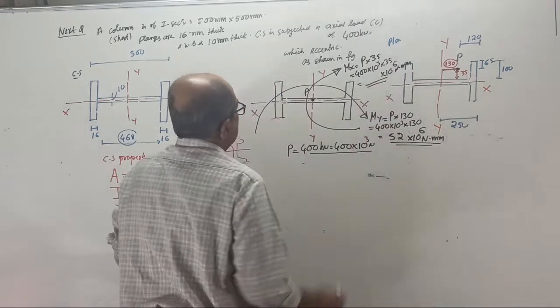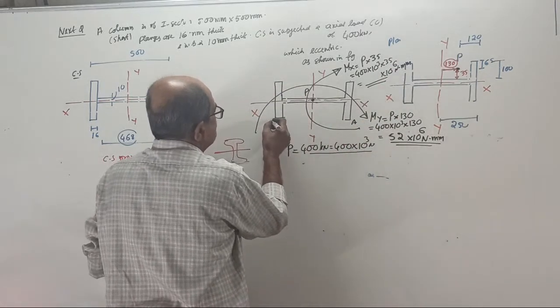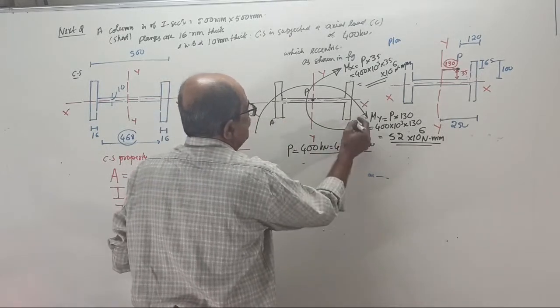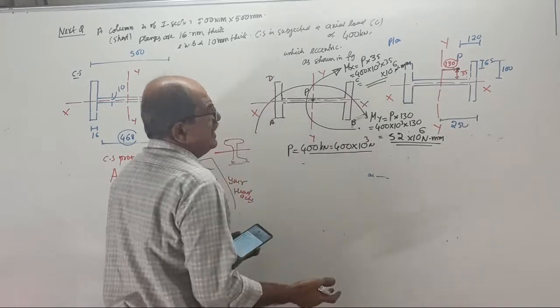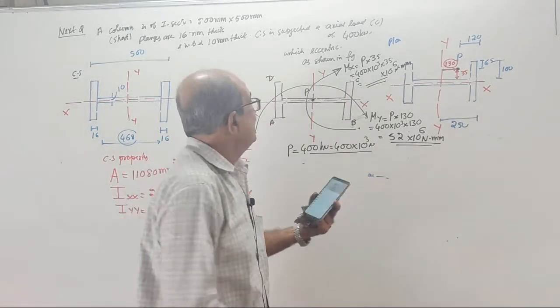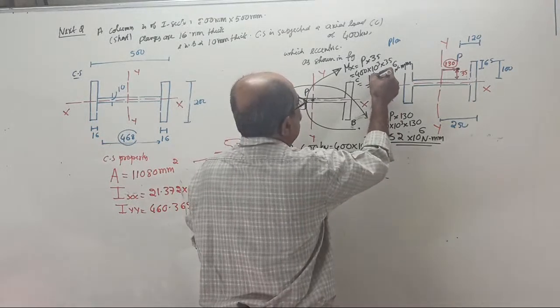Fast. This corner is A, this corner is B, this corner is C, this corner is D. Now you can solve the question very easily. Answer 14 into 10 to the power 6. Over.